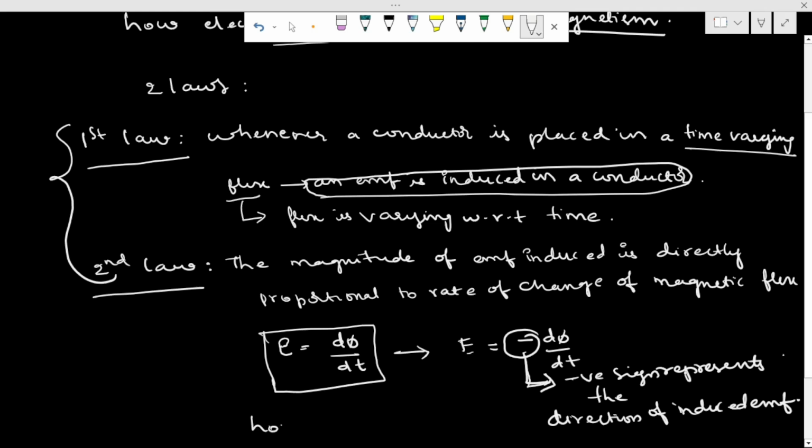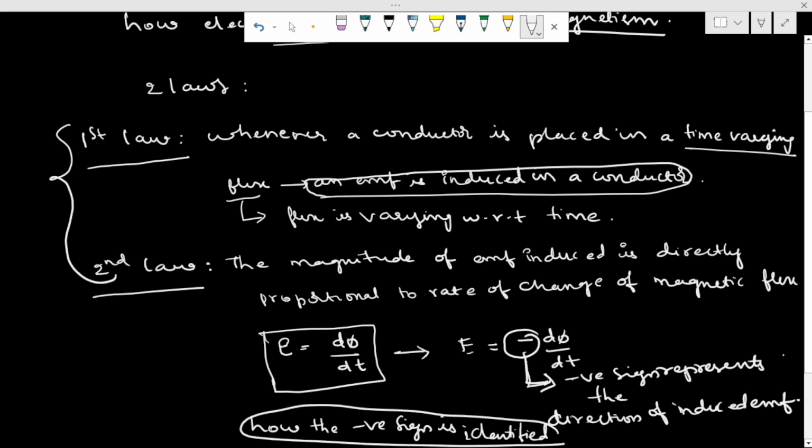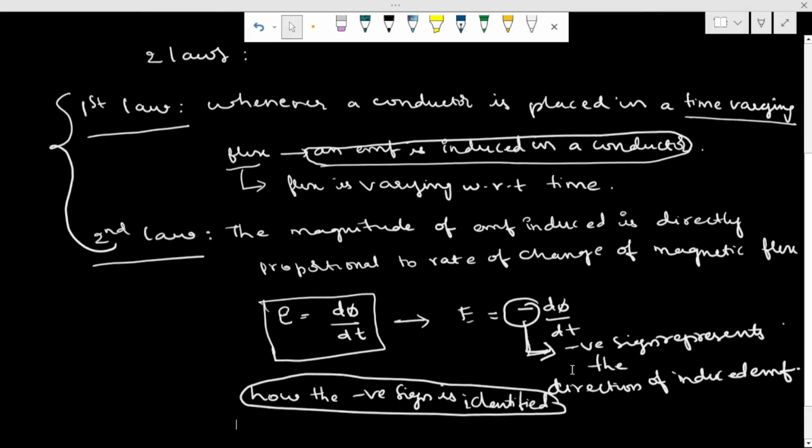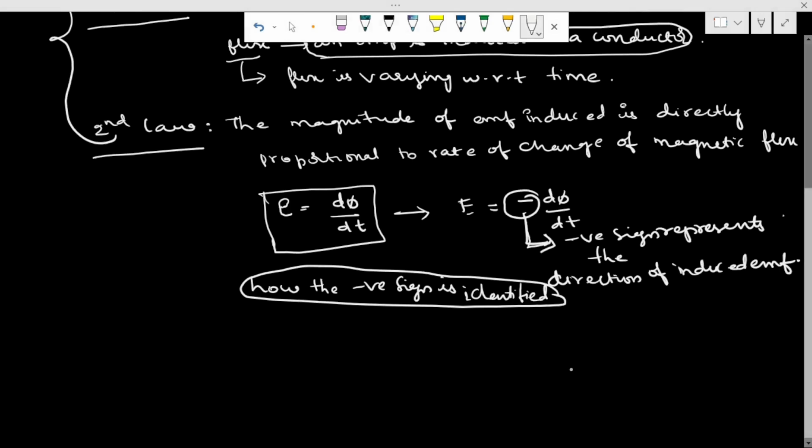And how is the negative sign identified? First we have to learn how the negative sign is identified. The negative sign is identified by using Lenz's law.